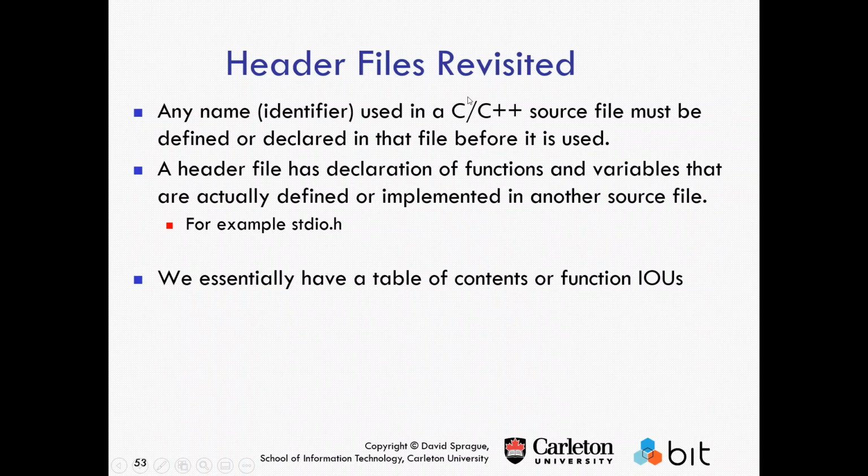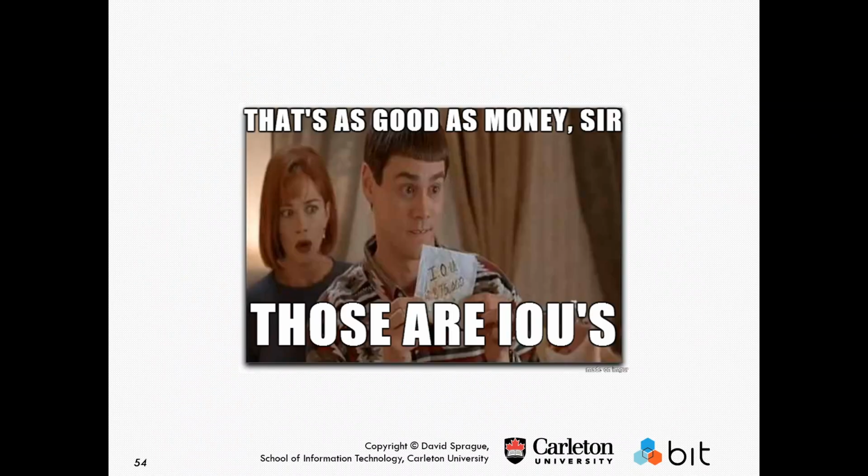So what we're going to have is our C files or CPP files are going to include those header files, like stdio, for example. The header file is a declaration of the functions and variables, and so you would include that header file. And essentially we have a table of IOUs, and I like Dumb and Dumber. I'm sorry, maybe I'm juvenile. You're talking about your header files. You're saying, I owe you these functions.